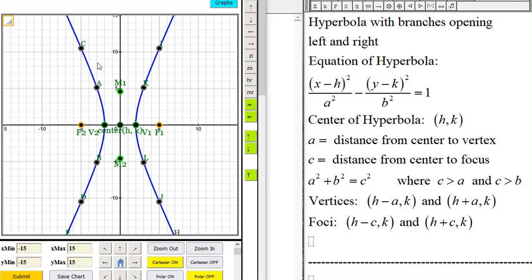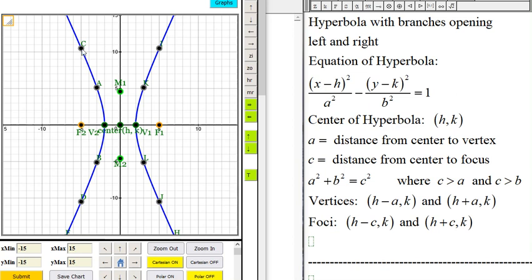For this particular example, we let the constant, call it D, be 4. And what that means is this. Take any point on the hyperbola, so let's take this point right here, point A. The distance between point A and focus number 2, and the distance between point A and focus number 1, the difference must be 4. So the length of this segment minus the length of this segment must be 4.